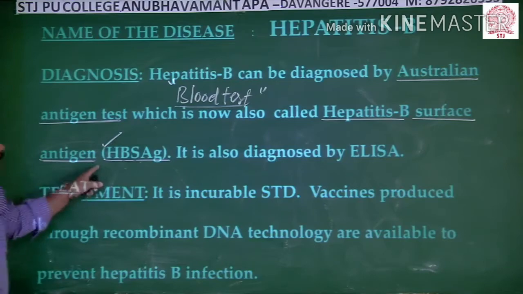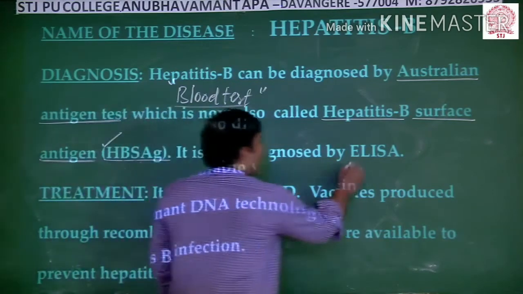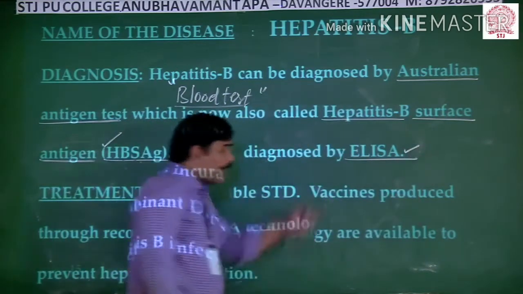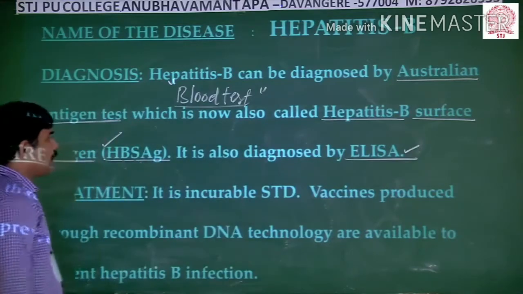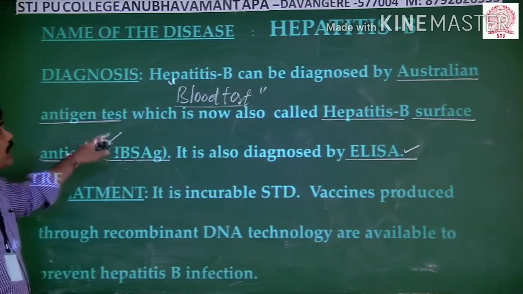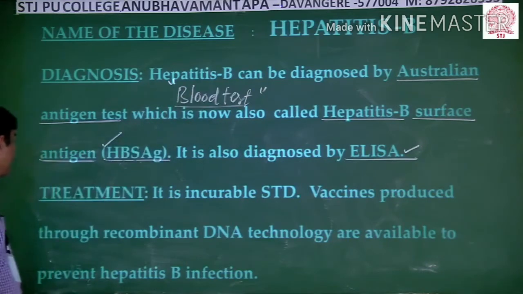Along with this, we can see the ELISA test also, enzyme linked immunosorbent assay. There is one more test available. With these two tests we can diagnose and confirm hepatitis B.